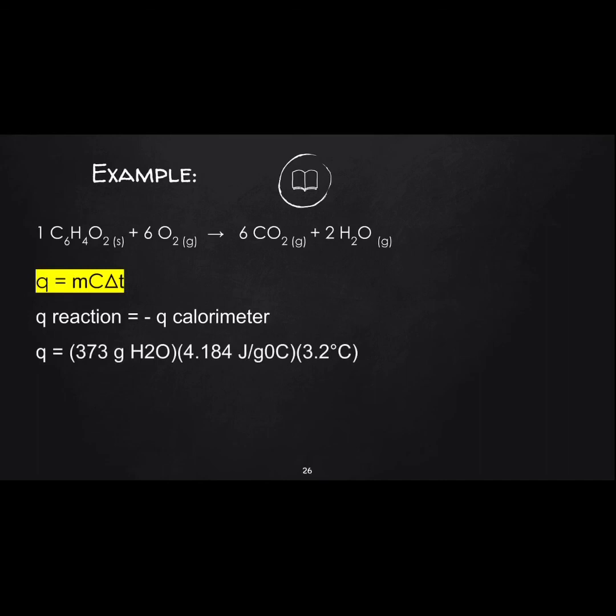So my mass is the mass of the water, since we're using a calorimeter, which is 373. Then I have my specific heat of water, which is 4.184. And then I have my temperature change, which is 3.2. When I multiply all of those together, I get 4,994.02 joules. That's the heat energy of the calorimeter.